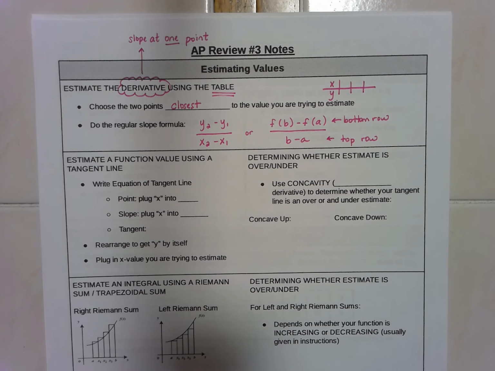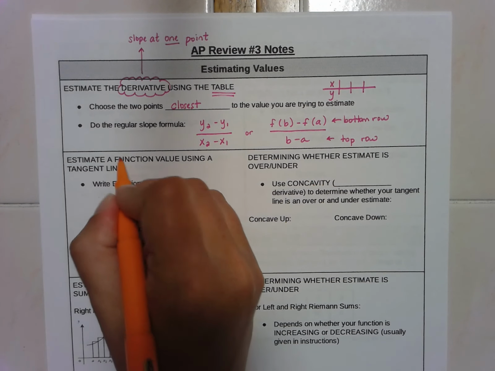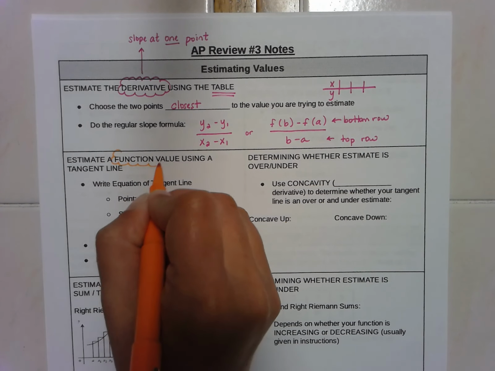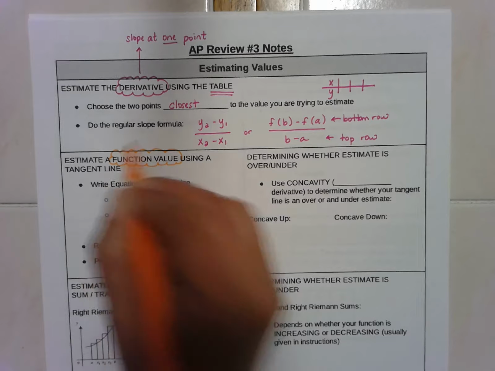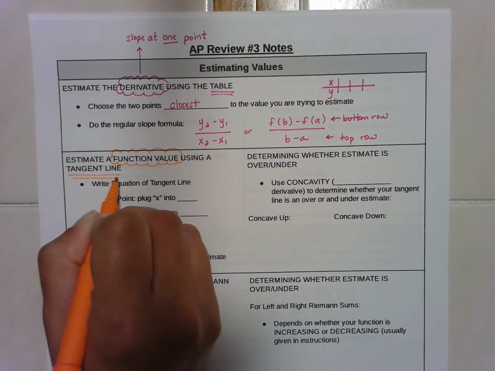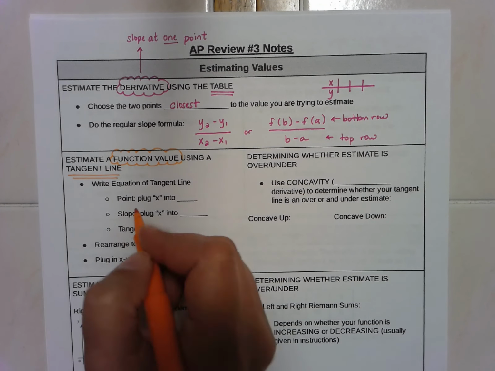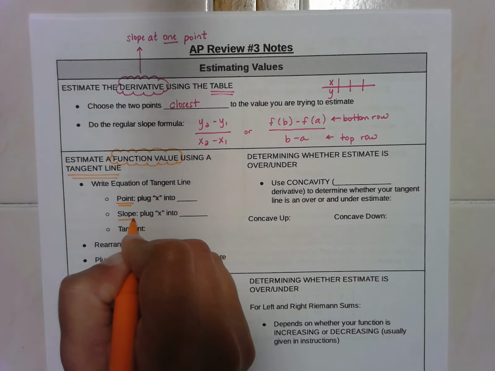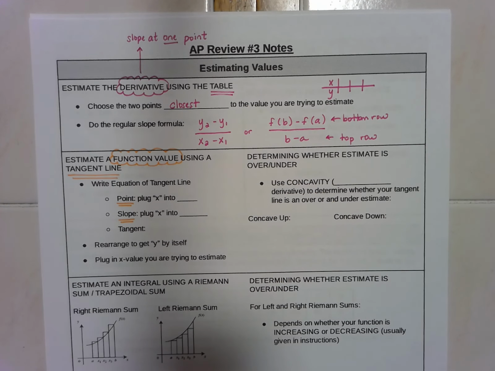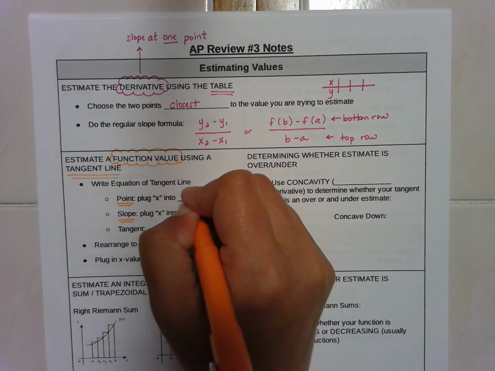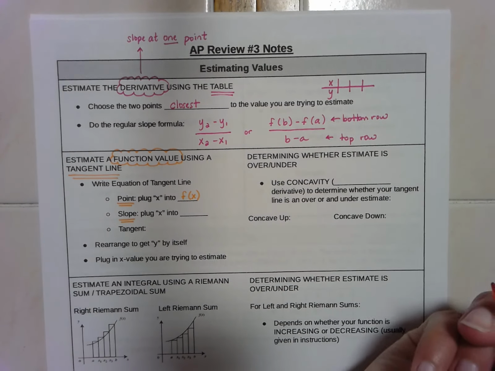So the second thing that we can estimate in calculus is a function value. So we're estimating the value of a function, and we do that using a tangent line. Now, in order to make this happen, you're going to need to start by writing the equation of the tangent line. And to do that, we say you always need a point and a slope. As a reminder, to find your point, you take your x and you plug it into the original function.